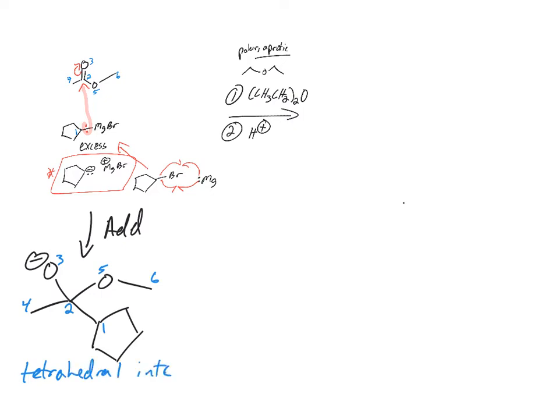Why is it called the tetrahedral intermediate? Right? Why is it called that? It's called that because we went from sp2 hybridized to sp3. What's the geometry of sp3 hybridized? It's tetrahedral. So we have a tetrahedral intermediate. Once you have a tetrahedral intermediate, what do you ask yourself always? Do I have a good leaving group?